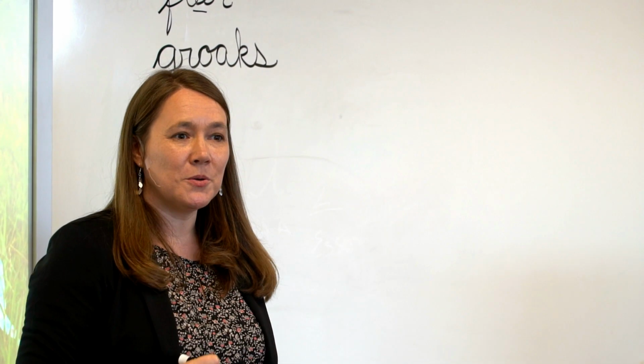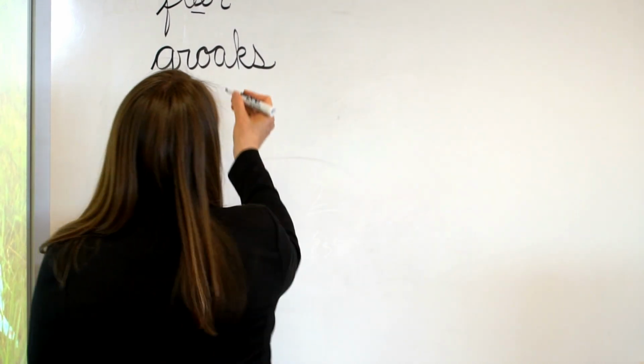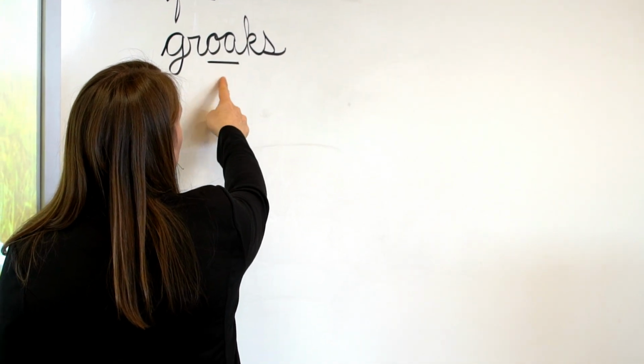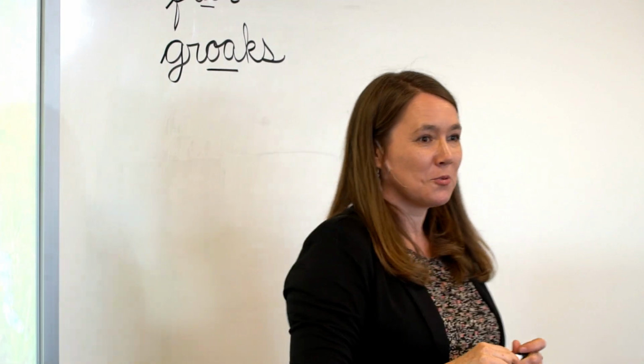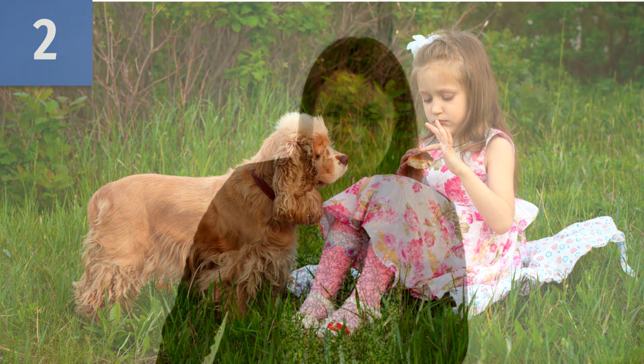How will I mark groaks? Underline O-A. Yeah. Let's sound it out together. G, r, O-A, K. Groaks. What does groaks mean? Kind of. It means to silently watch someone while they are eating, hoping to be invited to join them. I tell my dog now, oh, you're groaking again.